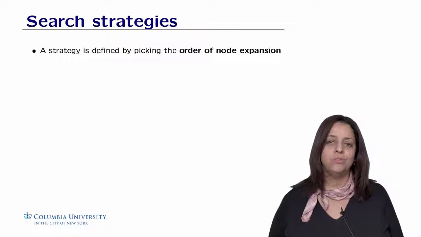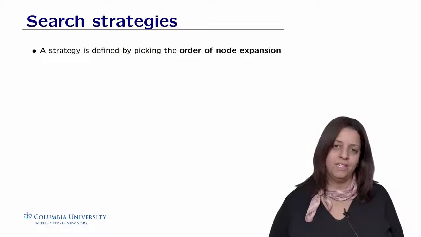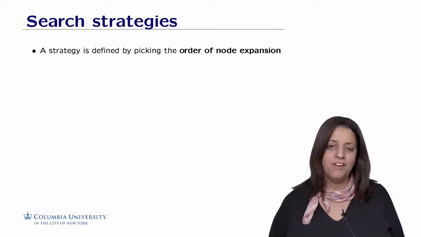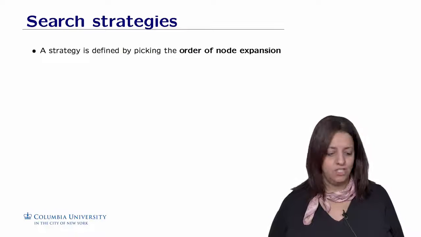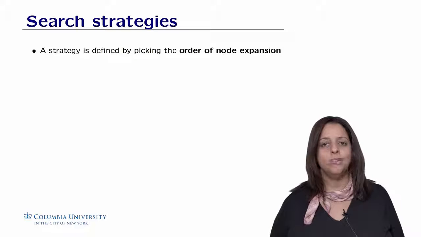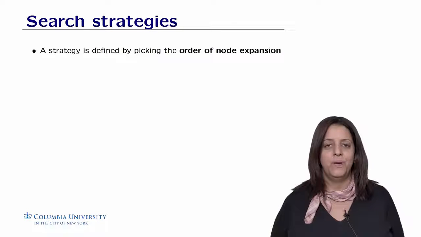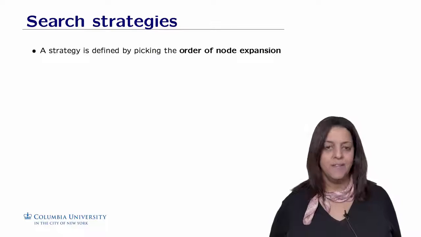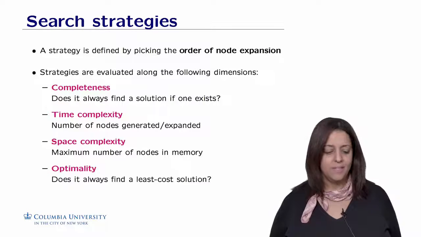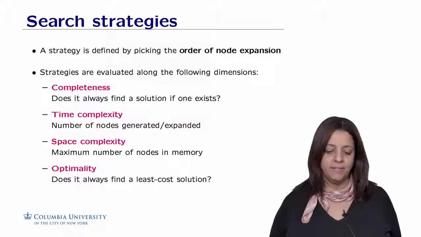So now that we know how to define a tree search and how to be careful about not making loops, we also need to define what we call a search strategy, which is a way to pick the order of node expansion. We know that there is a fringe, and there are nodes waiting on the waiting list to be explored. The way we pick those nodes is called the order of node expansion. There are different dimensions along which to evaluate our strategy.